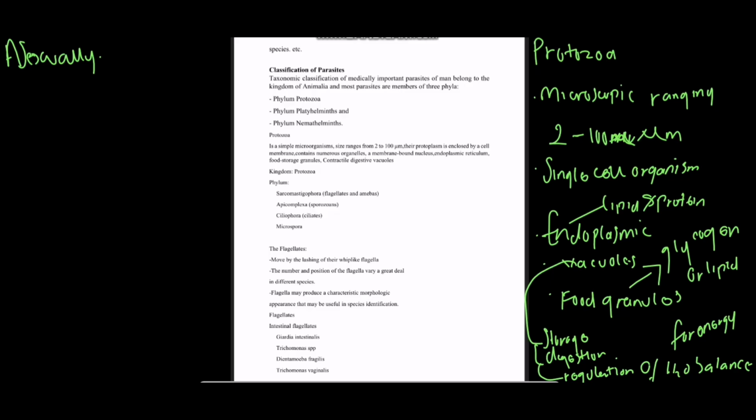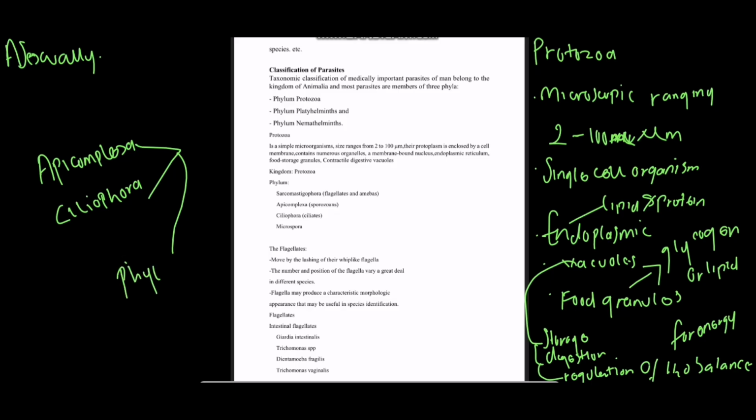Yes, basic biology. Now, the subphyla or classes of the Protozoa are the Sarcomastigophora, the Apicomplexa, the Ciliophora, and the Microspora. Another important thing I want you guys to note here is that the classification of Protozoa has changed over time. The modern system now treats Apicomplexa and Ciliophora as separate phyla, not under Protista, not under Protozoa.